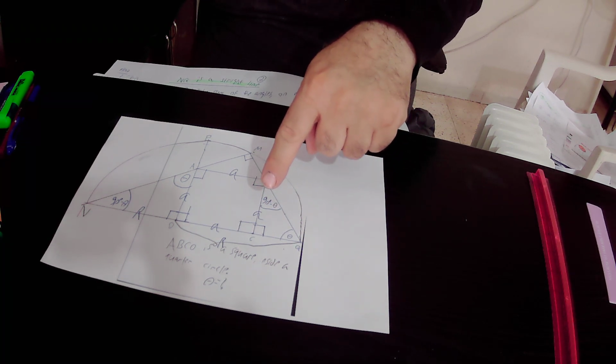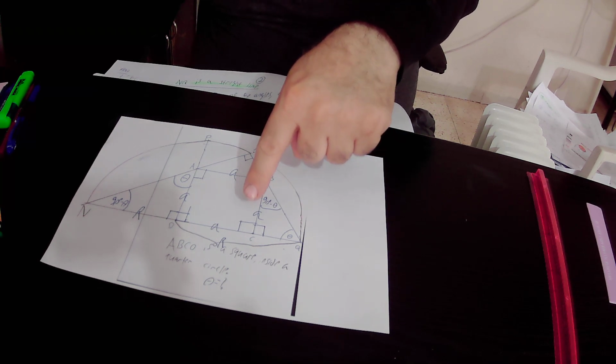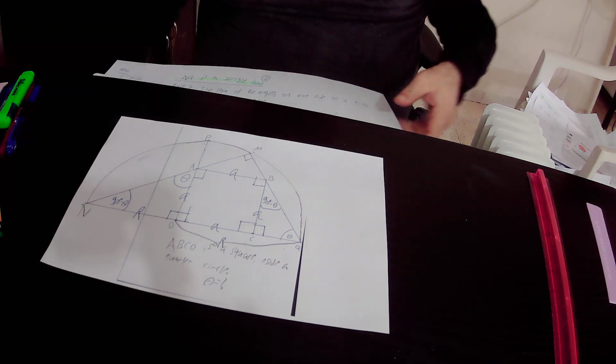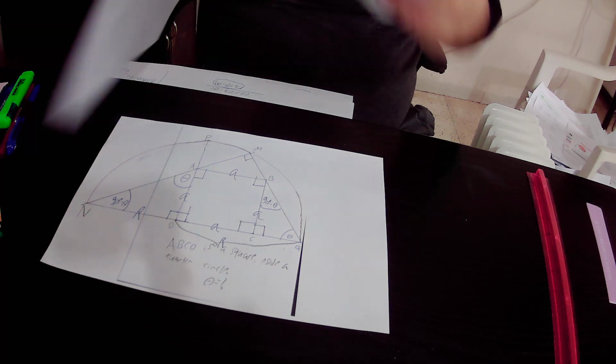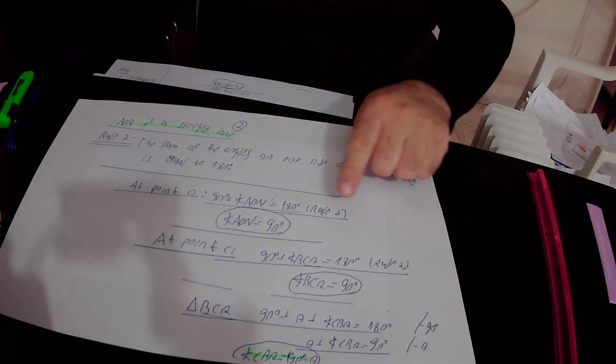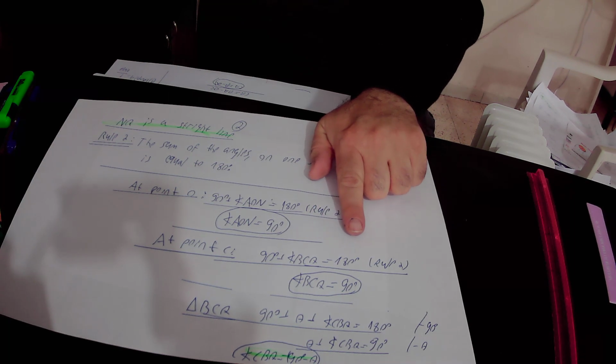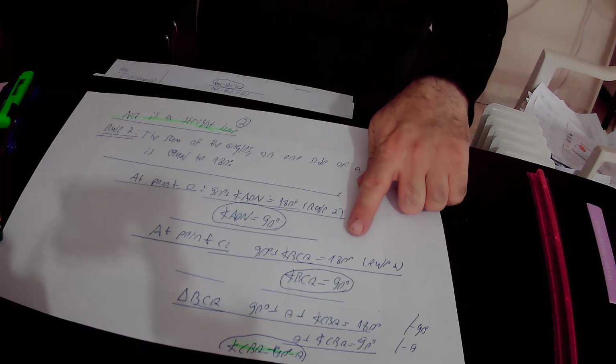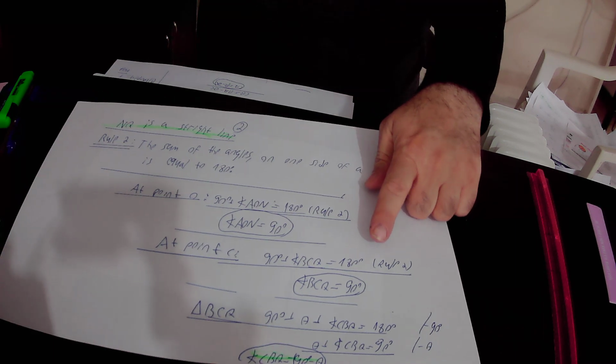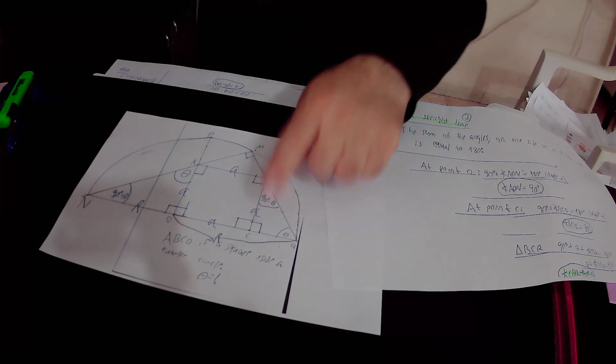So which angles do we have at point C? We have 90 degrees plus angle BCQ. 90 degrees plus the size of angle BCQ, in total they must be equal to 180 degrees according to rule number 2. We subtracted 90 degrees from this equation and we found out that angle BCQ equals 90 degrees. So this is also a right angle.